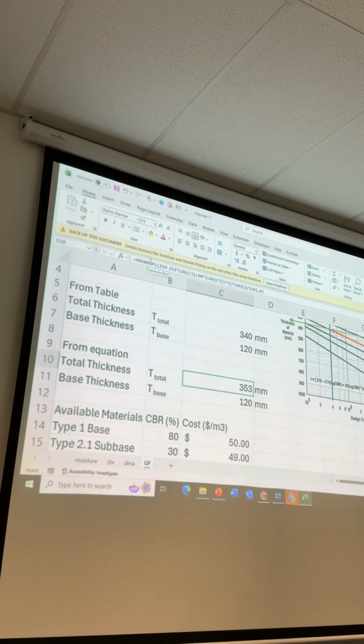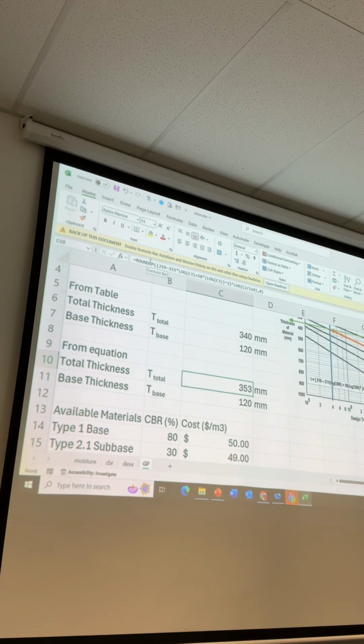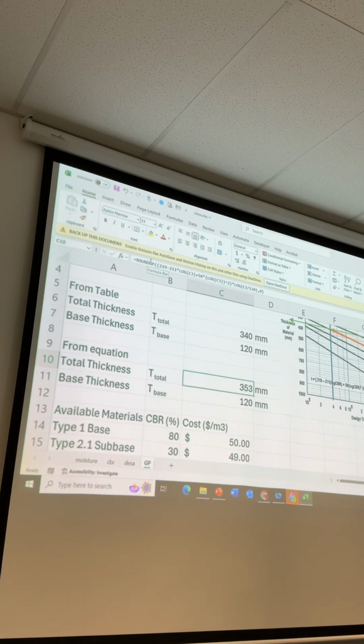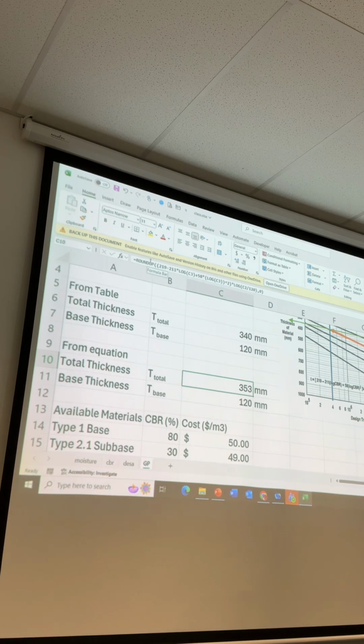One is done with the empirical method, which is this one. The other one is done with the mechanistic-empirical method. That is a method in which we need to use a software called CIRCLY. That is the software from Australia. It was created by the government, and it's used here to design the pavements, right?